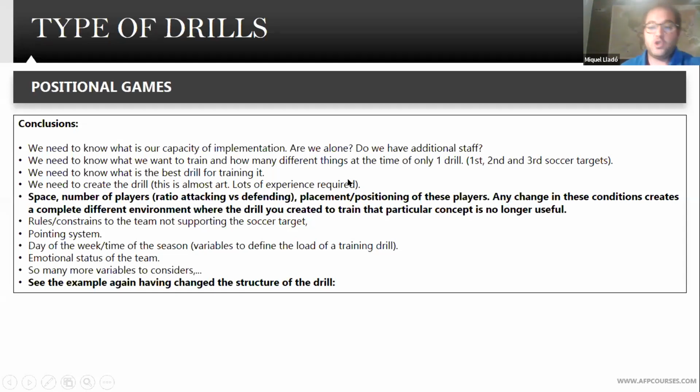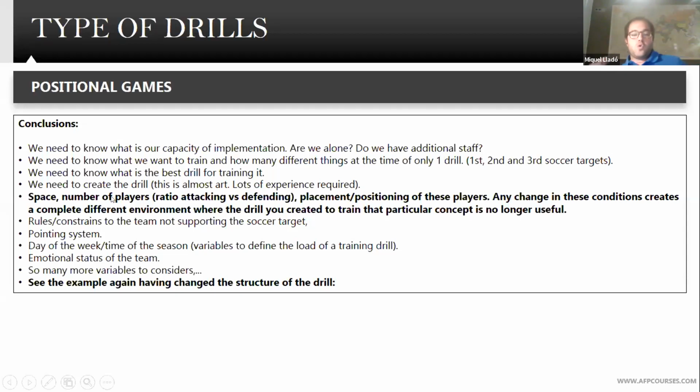How many things? You might have a first soccer target or a second one, or even you might have 3 of them or 10 of them. But this, again, depends on how many resources you have.